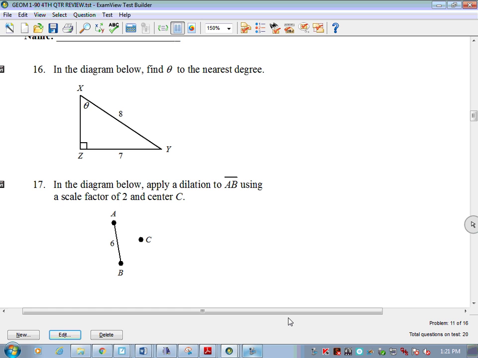61 degrees. Okay, tell me how you found it. Sine. Sorry, the i is long. It's sine. All right. So sine. Why did you use sine?